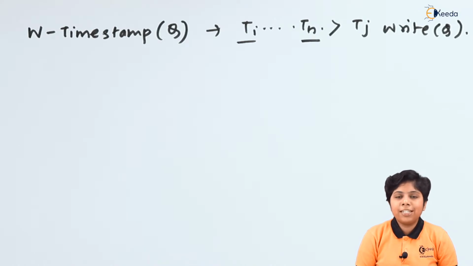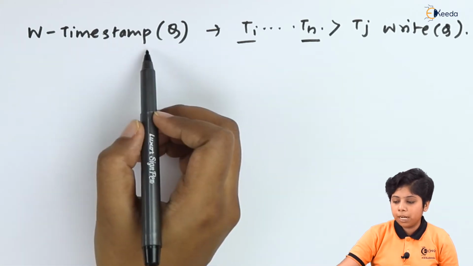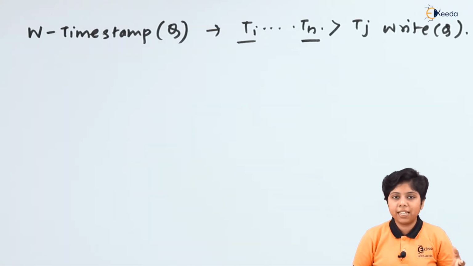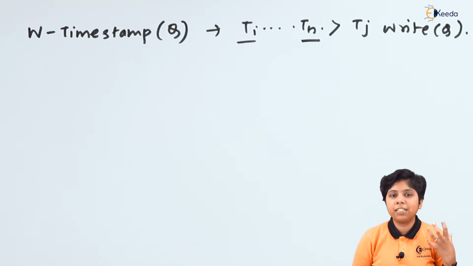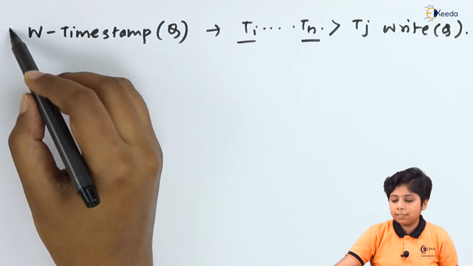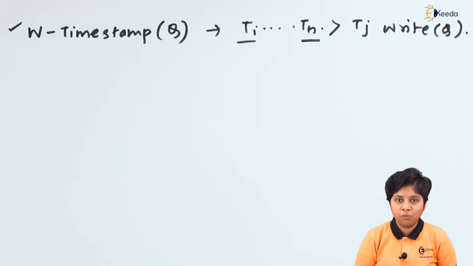So now if there is a new write, then we will compare the value of that transaction's W timestamp Q with the previous W timestamp Q, and if it is the larger one, then we will make the new transaction's write my W timestamp Q.